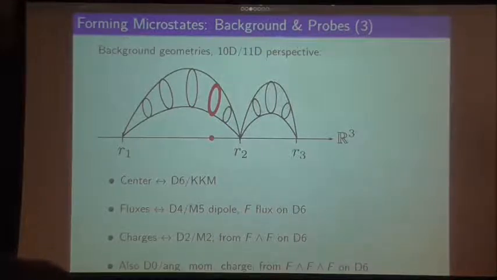The electric charges then, that you can actually measure at infinity, so these are the physical charges, are given by the D2 brane charges, which come from essentially the F wedge F flux on the D6 branes. And I should also mention that there's D0 brane charge, or angular momentum in the 11-dimensional perspective, from the F wedge F on the D6 branes, just to give you the higher dimensional perspective of these guys. So you can also construct these as basically fluxed D6 branes, and that's the Neff picture.